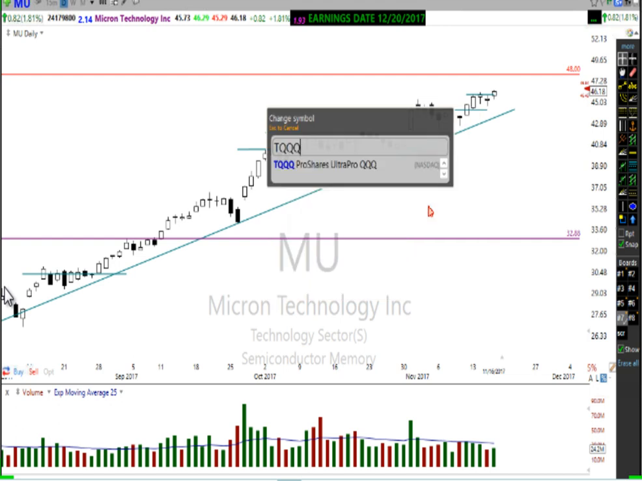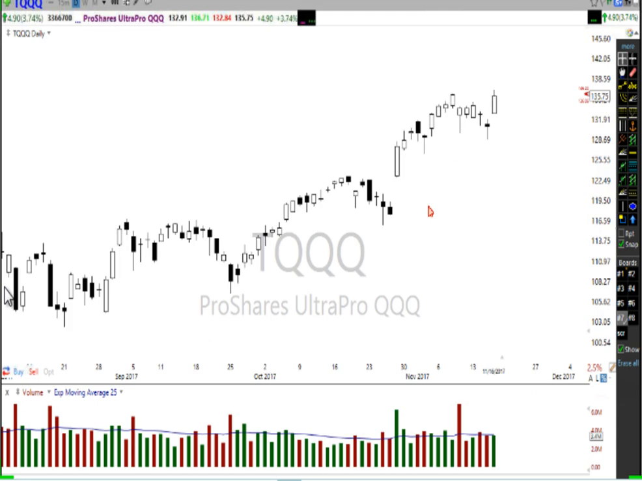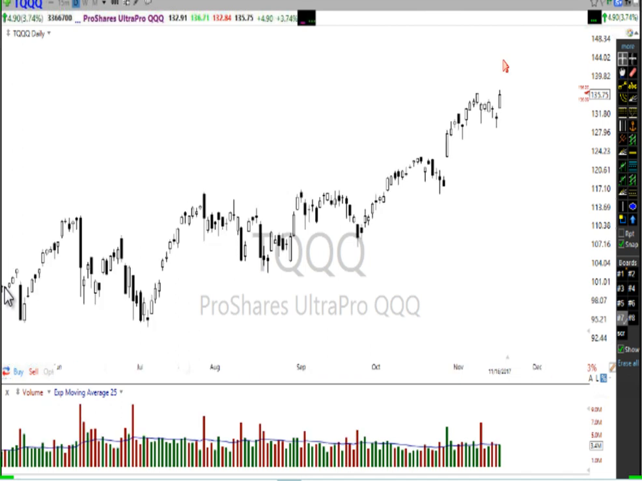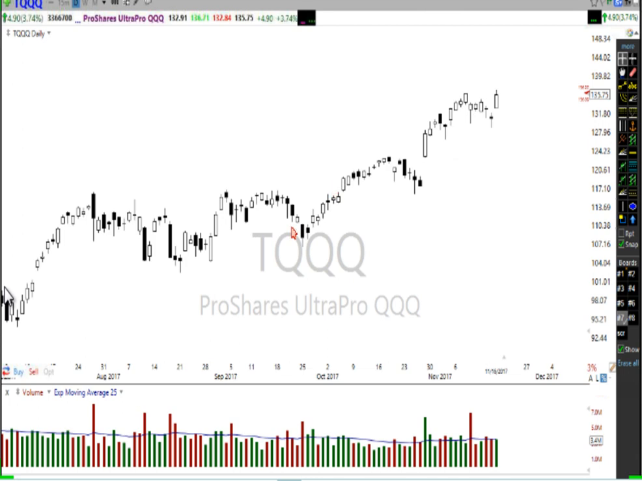TQQQ. When you look at charts like this, you've got to understand the Ultra Pro is double, it's two times. There can be some great trading in here. I'll tell you, for an option trader, I kind of avoid these. The reason I avoid them is they have a really high implied volatility in comparison to a straight trade in the VIX or something like that. And because I can trade options, I'm going to take the most cost-efficient way of trading that trade. So I will usually avoid a lot of these.